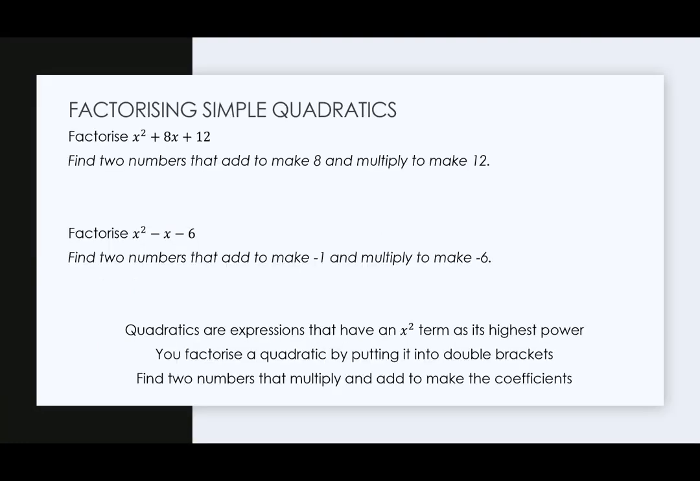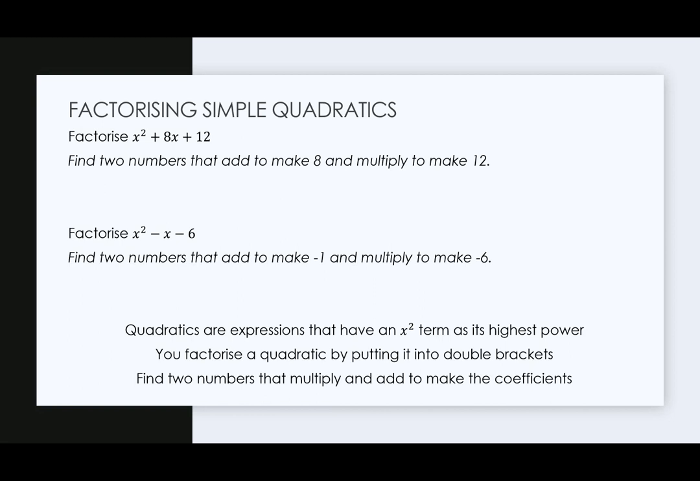So a quadratic, if you didn't know, is just some sort of algebraic expression that has an x squared term in it, and that term is actually the highest power of x. We put it into double brackets, and that's how we factorize it. We do that by solving some sort of number puzzle where we need to find two, usually whole numbers, that add to make some part of the quadratic and multiply to make the other.